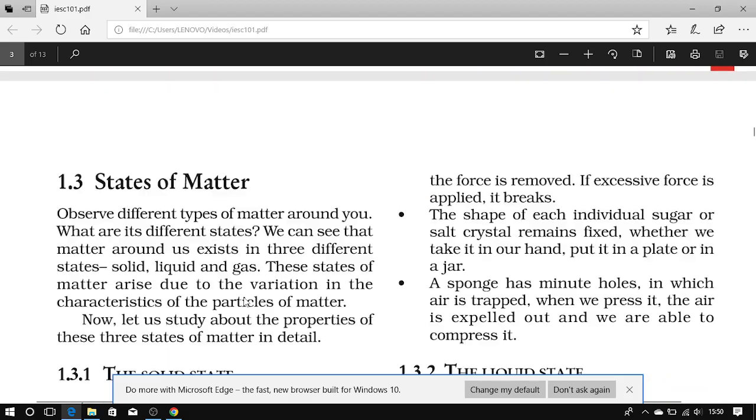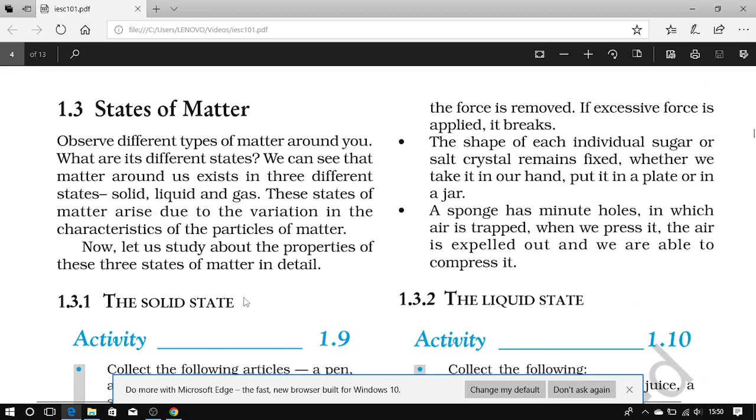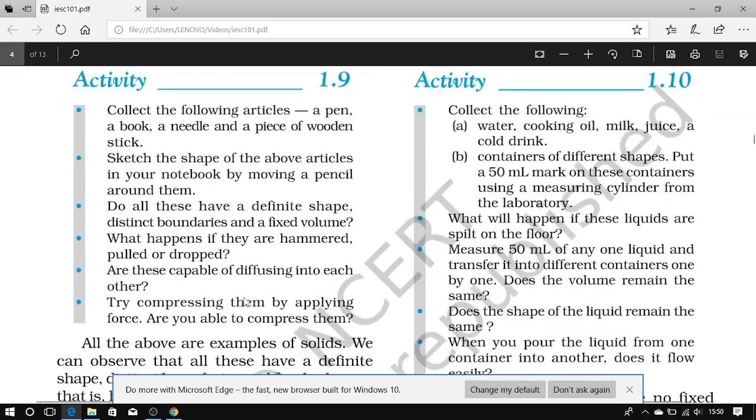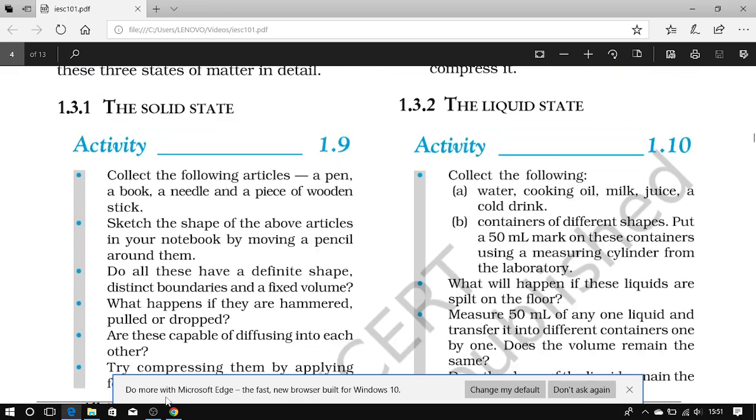And next, states of matter. Observe different types of matter around you. What are its different states? We can see that matter surrounding us exists in three different states: solid, liquid and gas. These states of matter arise due to the variation in the characteristics of the particles of matter. Now let's study the properties of these three states of matter in detail. And now this is an activity, so we can cover it in the next section.